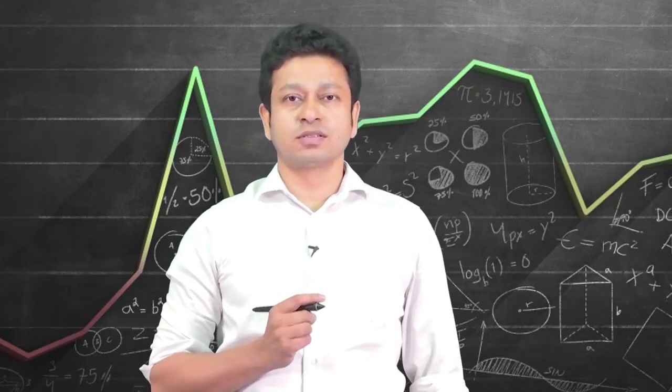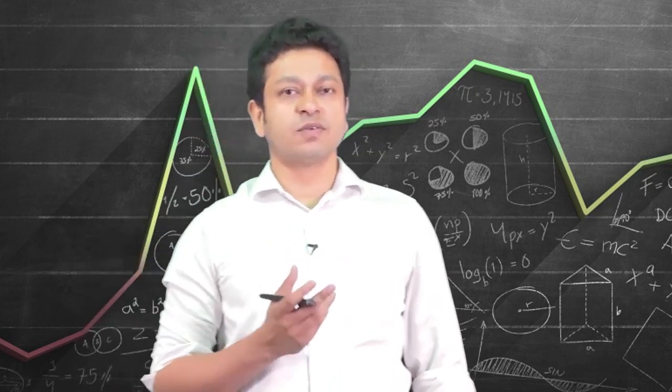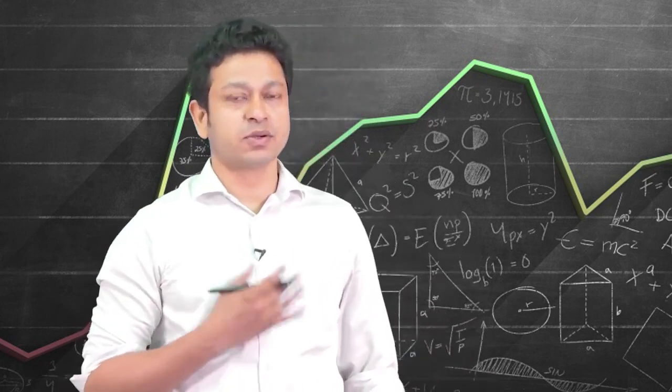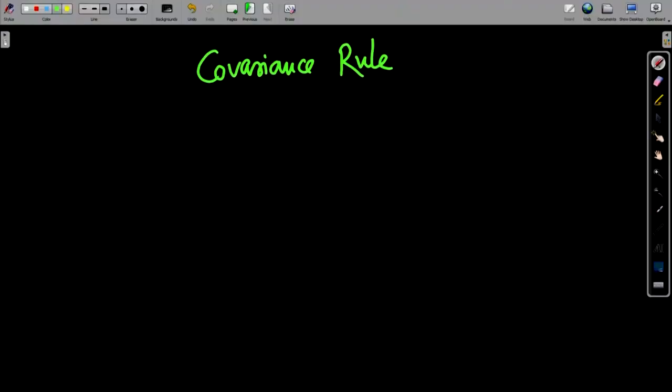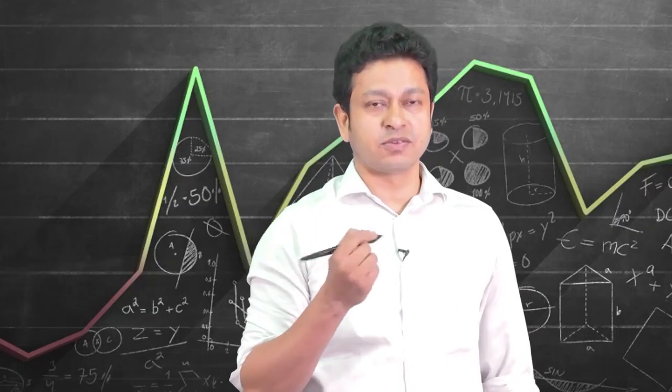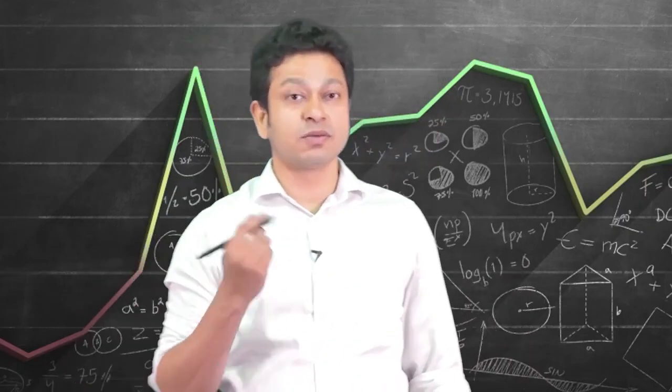So, we are talking about expectation, variance and covariance, and in this lecture we are going to talk about the rules of variance and covariance. Okay? So, we will start with covariance rules. Before we begin, let me give you a teaser, some sort of a problem that we want to solve together.